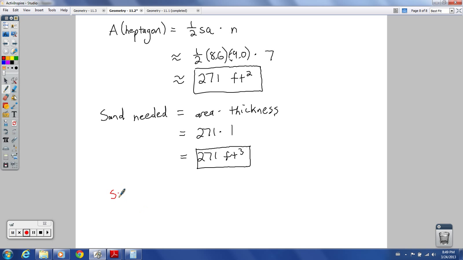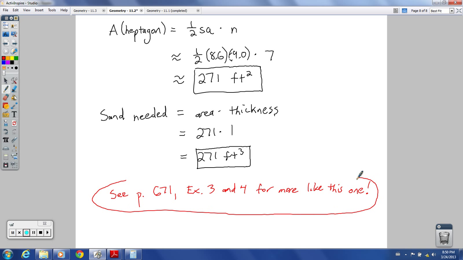We're going to do a little bit more together, and I want you to check out, this is the last thing to write down here, in a different color for me please, page 671. What is that? I don't know, I'm sorry. 671. Examples 3 and 4 for more like this one. Okay, so you're going to have to put some more time into studying an example like this. I'm pretty sure you're going to have to do that.